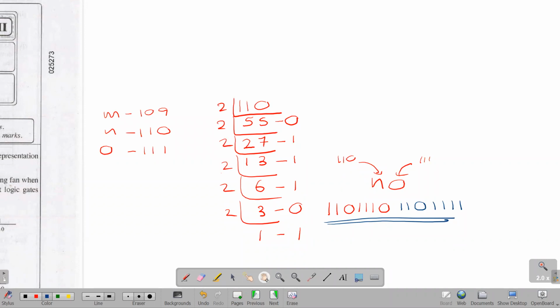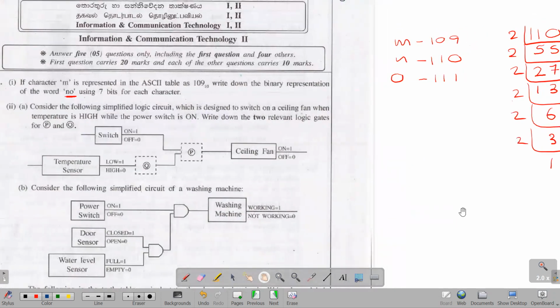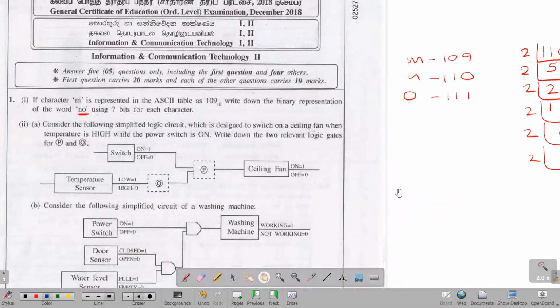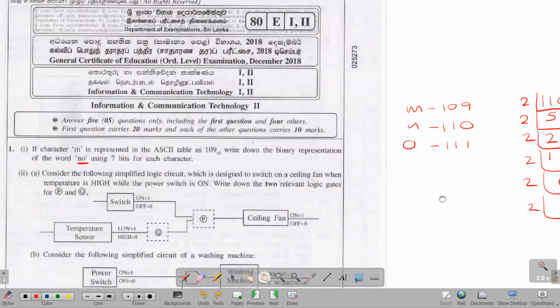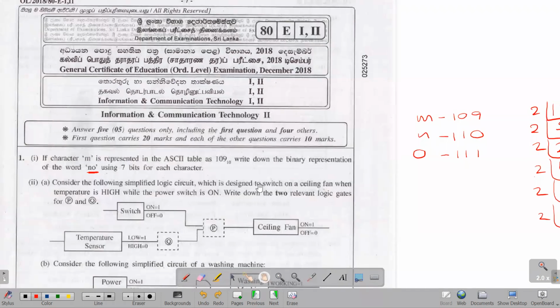So the second question is about the circuit. Consider the following simplified logic circuit, which is designed to switch on a ceiling fan when the temperature is high while the power switch is on. Write down 2 relevant logic gates for the P and Q. So first of all, we have to recognize how the scenario is going to go. The purpose is switching on the ceiling fan.